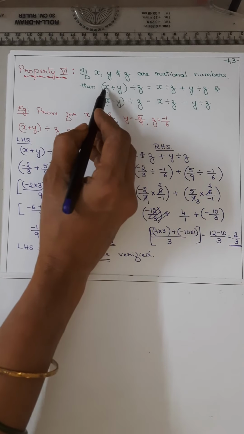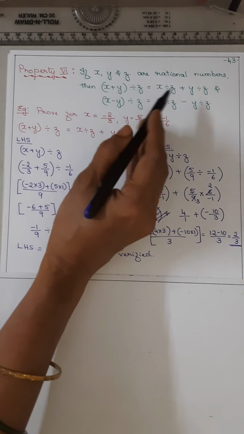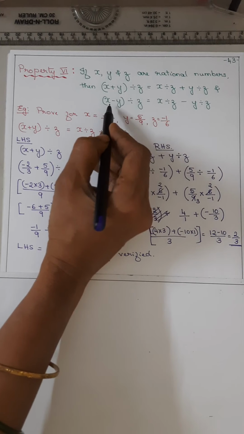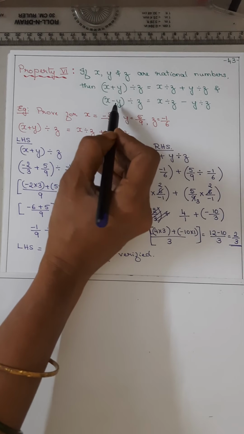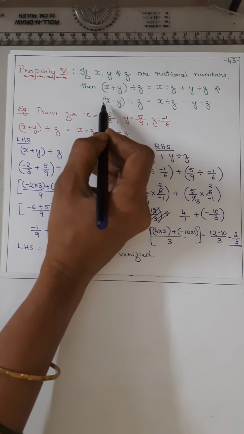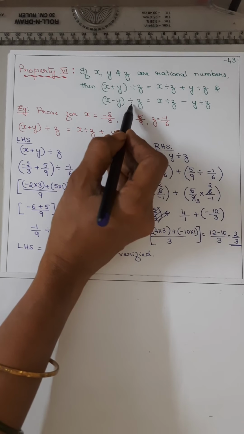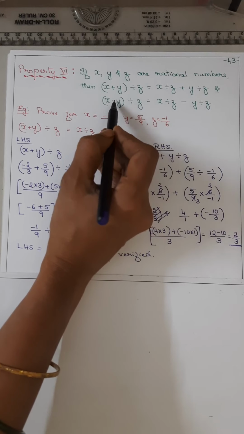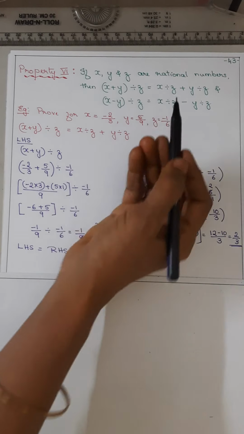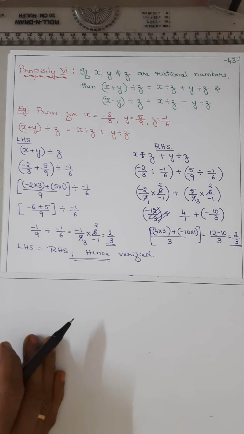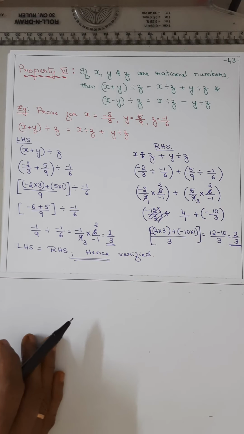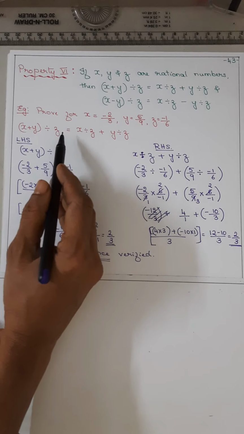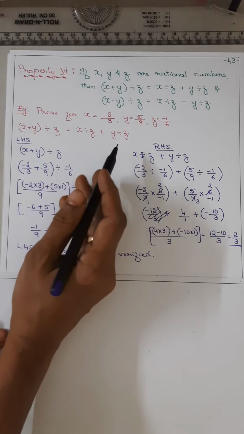See, x divided by z plus y divided by z. Now in the second one, here instead of plus they have put minus. X minus y divided by z equals x divided by z minus y divided by z. Is it okay? Now the example is prove that for the answer, the values given you have to prove.